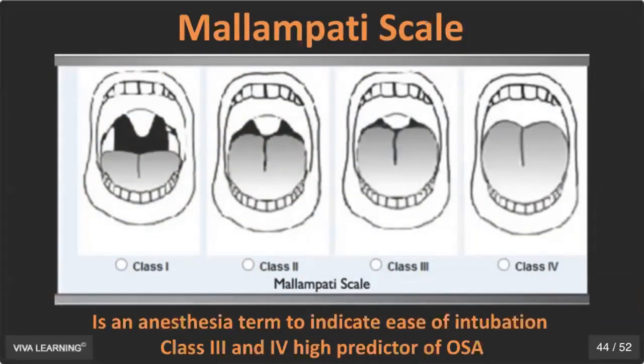The Mallampati score was actually invented by an anesthesiologist, and it was a term that he used to try to measure patients' ease of intubation. And what we can see from the patient on the left, which is a class 1, is that you can really see the back of their throat. But when you get all the way to a class 4, the patient opens and you can't even see their throat. It's like the tongue is blocking everything. Well, this is important to understand because class 3 and class 4 Mallampati scores are very high predictors of obstructive sleep apnea.